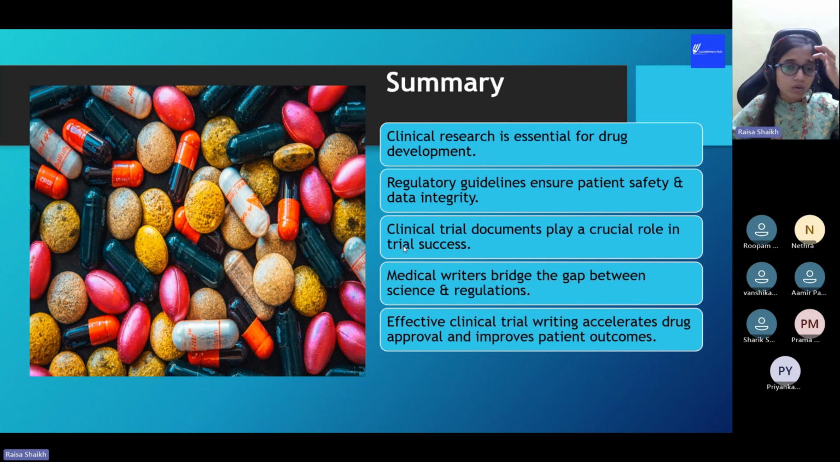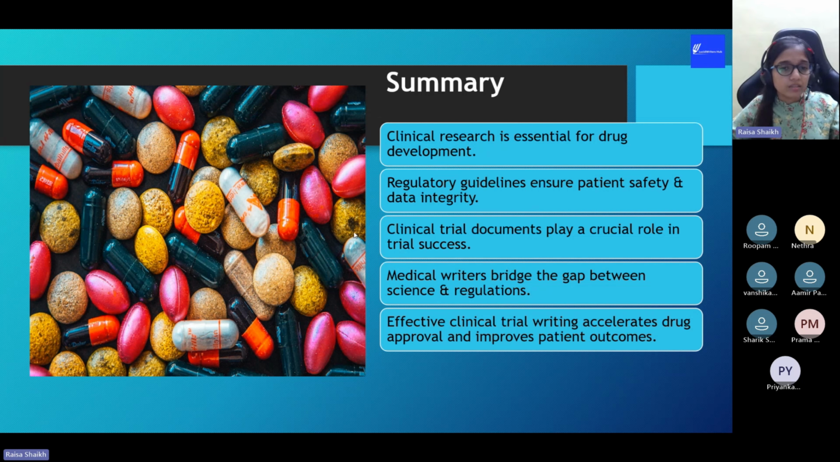Then clinical trial documents play a crucial role in clinical trial success. So even if the trial was planned in the most correct, most appropriate manner, even if the drug is very effective and safe, and everything is positive about the study, but if the documents are not made properly, then there is going to be a huge issue. So clinical trial documents play a crucial role in clinical trial success.